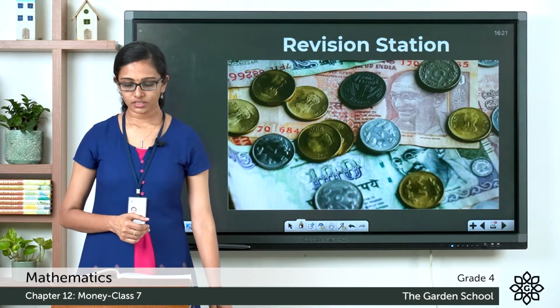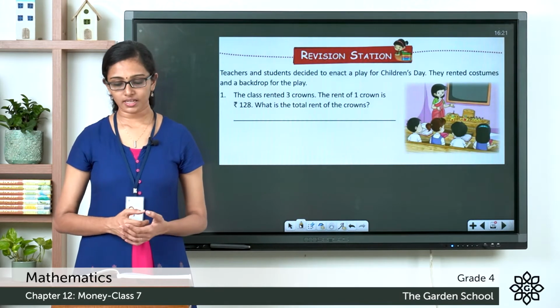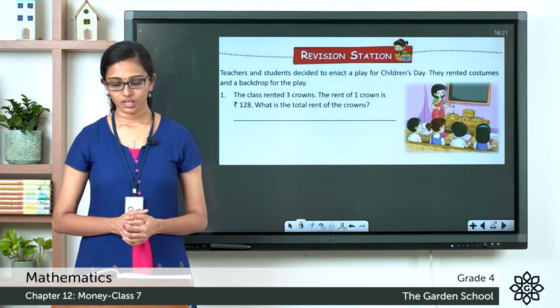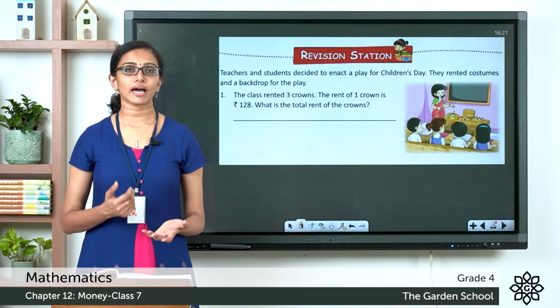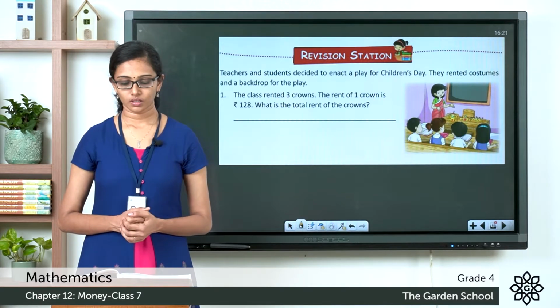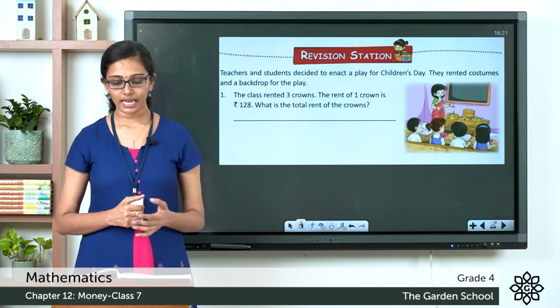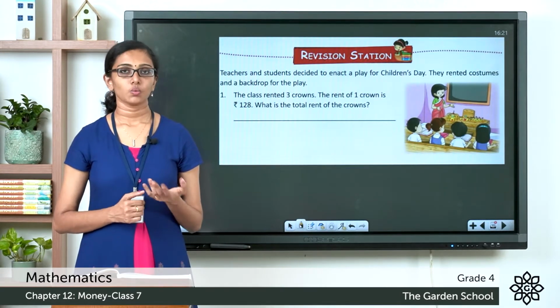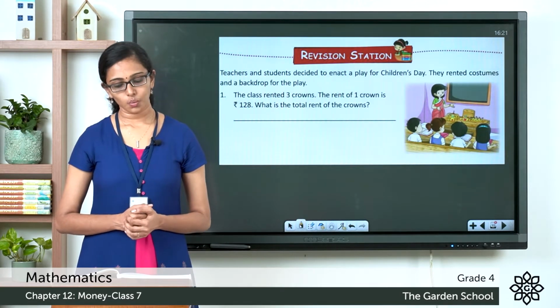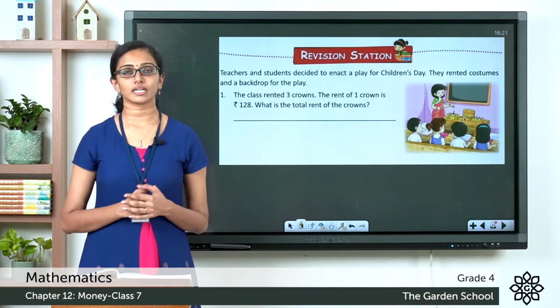So, teachers and students decided to enact a play for Children's Day. They rented costumes and a backdrop for the play. The class rented 3 crowns. The rent of 1 crown is 128 rupee. What is the total rent of the crowns?